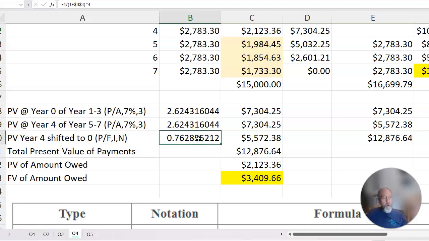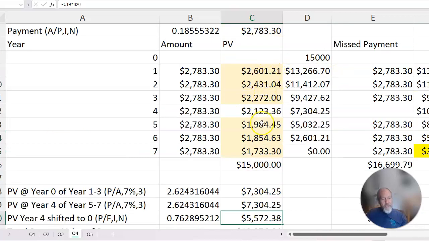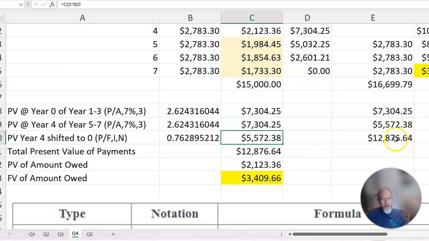How do I do that? Well, that's 1 plus i to the n. Not hard. Divide by 1 plus i to the n. So that 7304.25 was at year 4, and it has a present value of 5572.38. Add these two together and I got the total present value of all the payments. Okay? Whoa, amazing. Same thing as adding in these 3 plus these 3. That's the exact same number because I did this by adding up those 3.